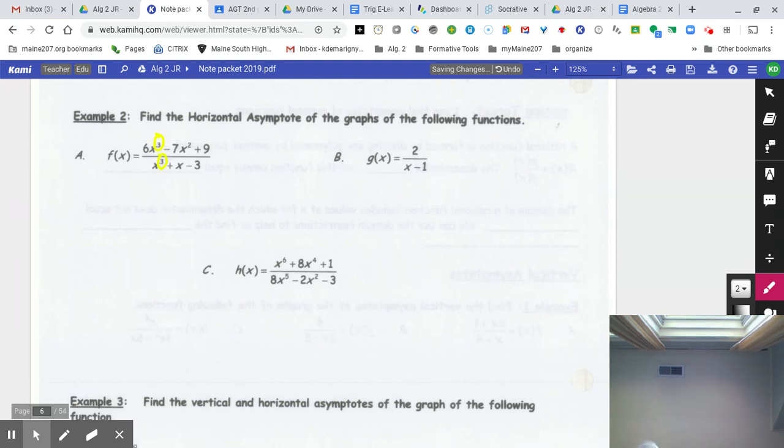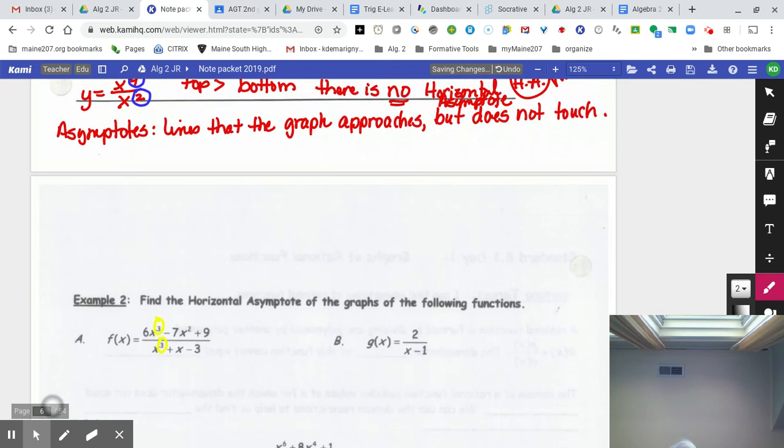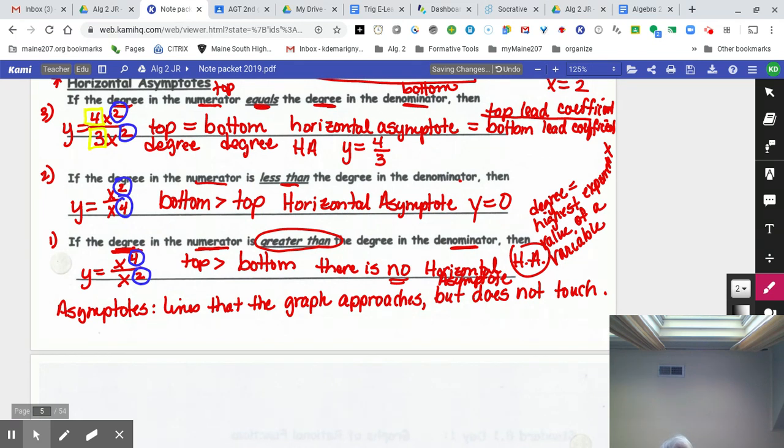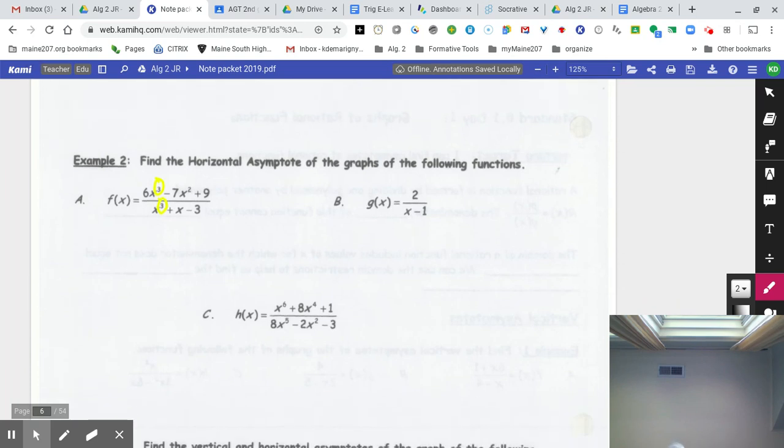So if I look back at my notes on the previous page, if my numerator and my denominator degrees are the same, they are equal to each other, then it means my horizontal asymptote is lead coefficient over lead coefficient. So I know I see a degree 3. This was a 3, and this was a 3. So what I need to do is look at the lead coefficient. Remember, the lead coefficient is the number that's in front of the first letter with the highest exponential degree. So this was a 6, and this one doesn't have one. So remember, it's understood to be a 1.